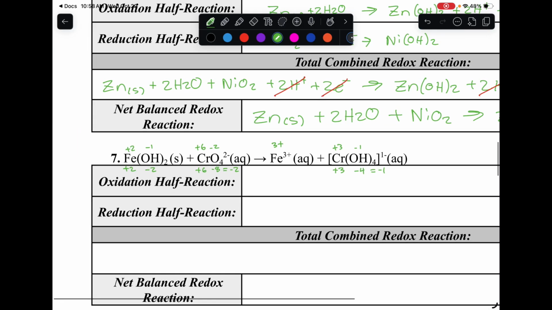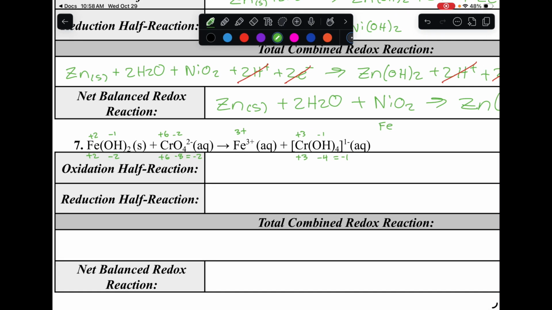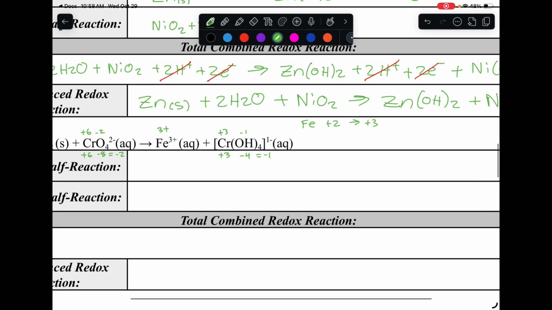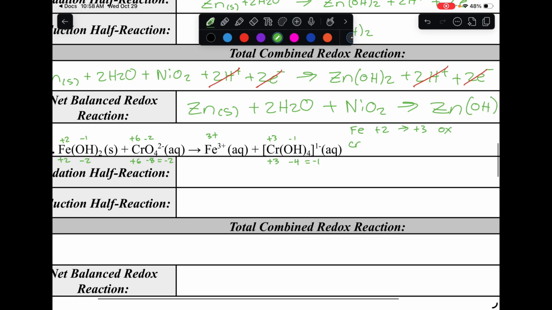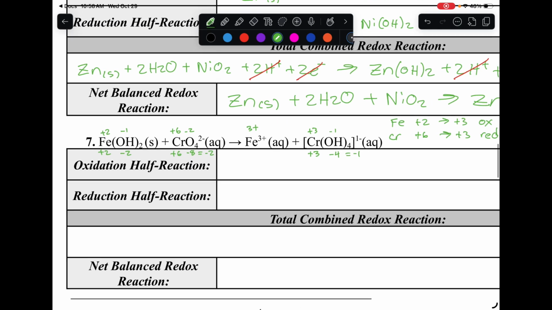so that means each chromium is a +3. Alrighty, so our iron went from a +2 to a +3, which means that went up on the number line. Iron was oxidized. Chromium went from a +6 to a +3. It was reduced.